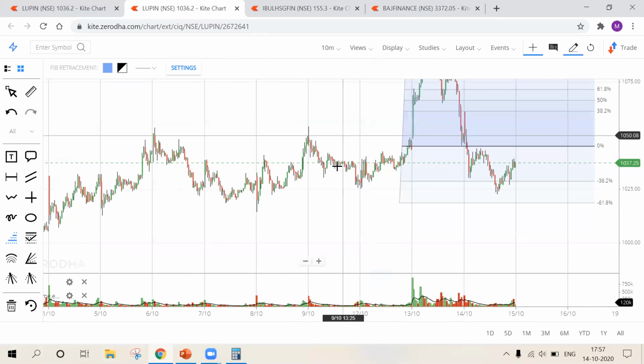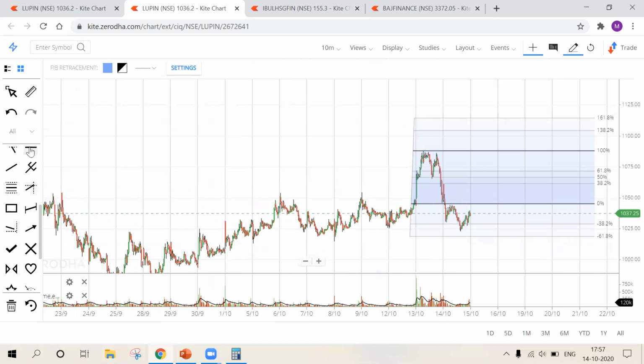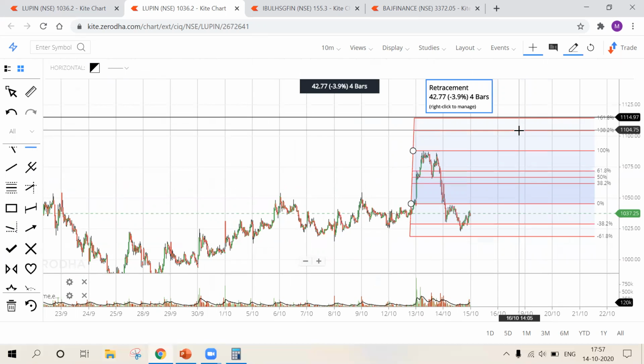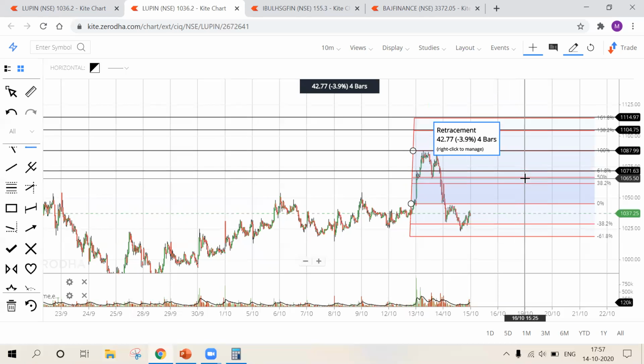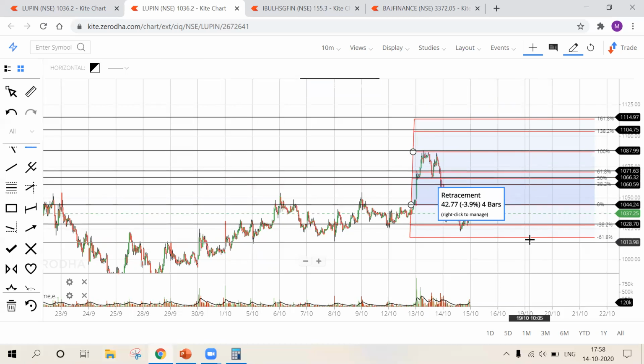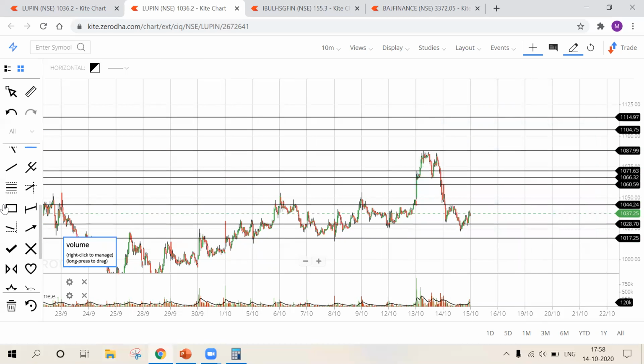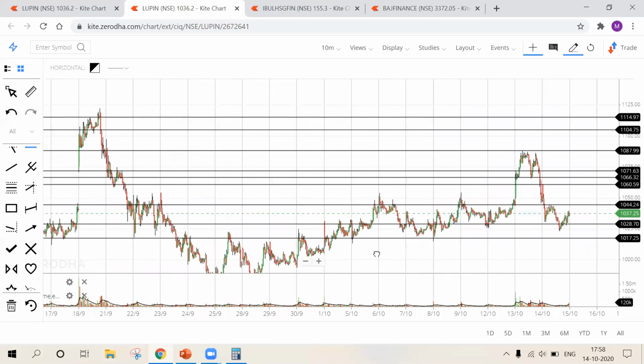Now I'll try to draw all the levels by selecting horizontal line. This is 1, 2, 3, 4, 5, 6, 7, 8, 9. Okay, done. Now I'm gonna delete Fibonacci. Now I'll try to draw support and resistances by hiding today's chart.